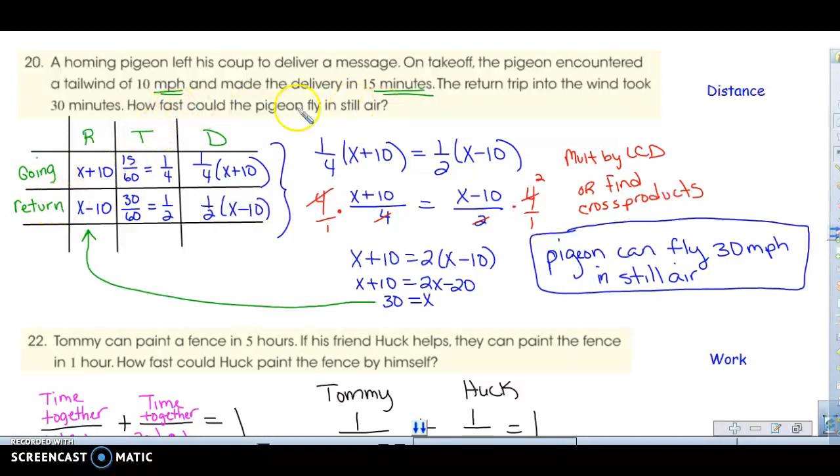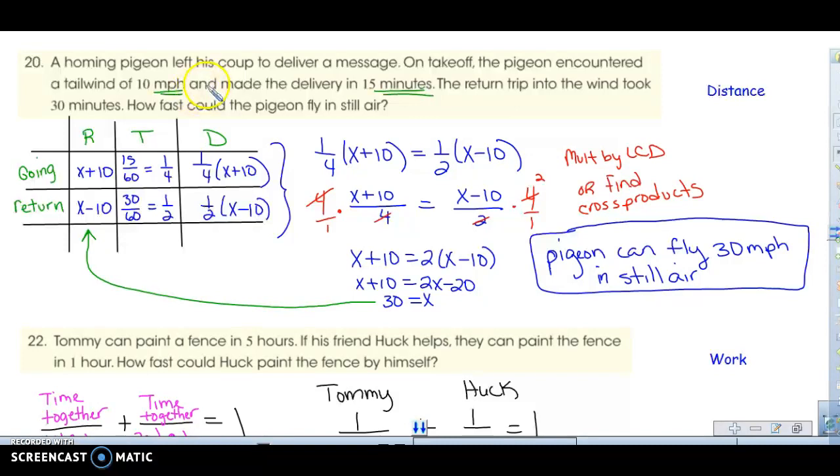So as we read through, we realize that the pigeon is flying with a tailwind of 10 miles per hour. So what's happening here is the pigeon is flying at a certain speed, but the wind is behind him 10 miles. So it's going to increase his speed when he is going, X plus 10. On the return trip, the wind is going to be pushing against him, so that is going to decrease his speed by 10. Now notice they give the time here in minutes, but they gave the speed in miles per hour. So we need to have the same type of measurement for the time.